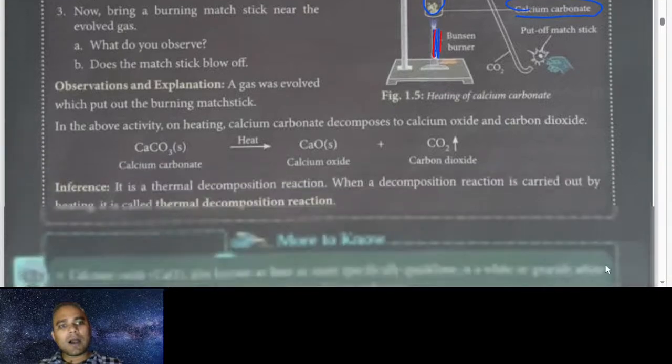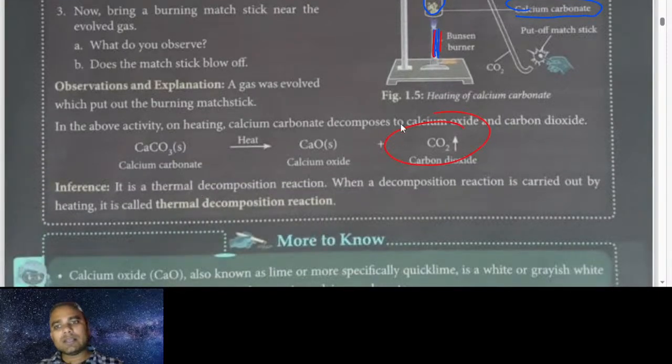How can you test the CO2 formed, student? If you pass this CO2 into lime water, Ca(OH)2, you pass the CO2, so it will give CaCO3 plus H2O, and the total solution will become milky, student. So you can test for CO2 also. In the above activity, on heating, calcium carbonate decomposes into calcium oxide and carbon dioxide. So this is a thermal decomposition reaction.